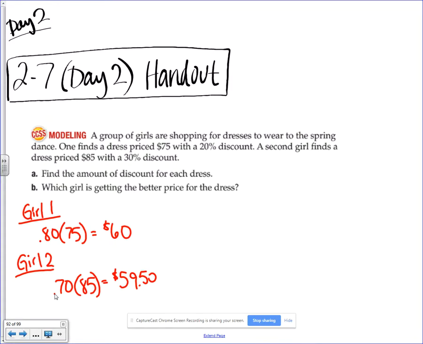All right, so if we take a look, girl number 1 is going to get her dress for $60. That means she got $15 off. Girl number 2 is going to get her dress for $59.50, which means that she got $25.50 off her dress. Which girl is getting the better price? Girl number 2 is getting the better price by 50 cents.